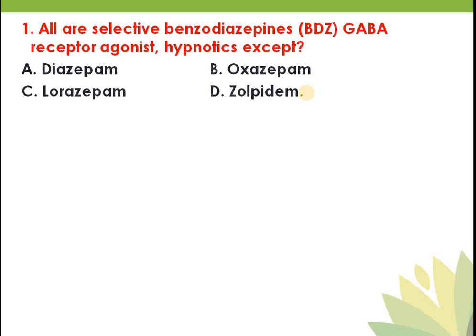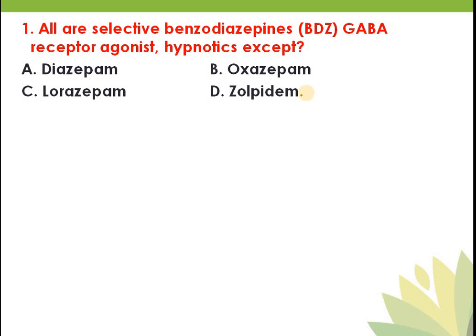All the benzodiazepines, they are selective GABA A receptor agonists. That means they will potentiate the action of GABA. And what is the role of GABA? GABA is nothing but gamma aminobutyric acid. It is an inhibitory neurotransmitter in the brain. So these agonists will act as GABA agonists. What will they do? They will open the chloride ion channel and they will increase the influx of chloride ion.